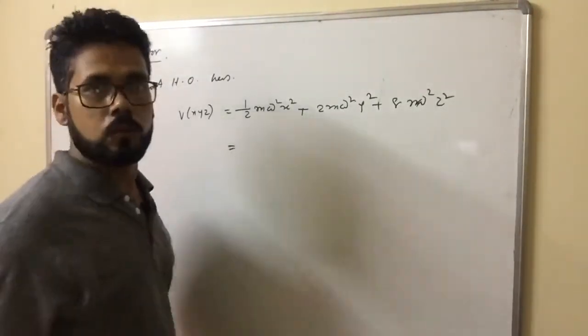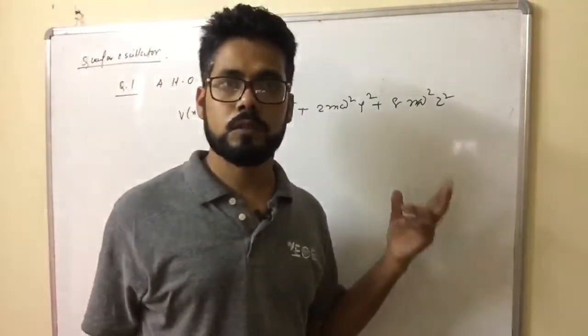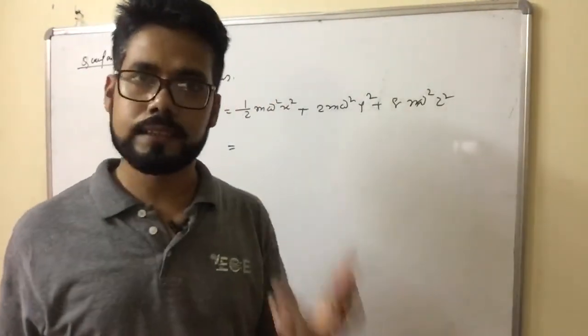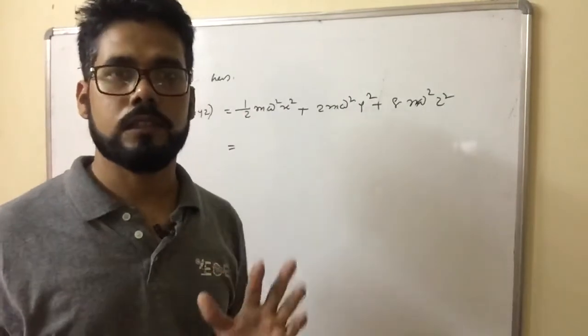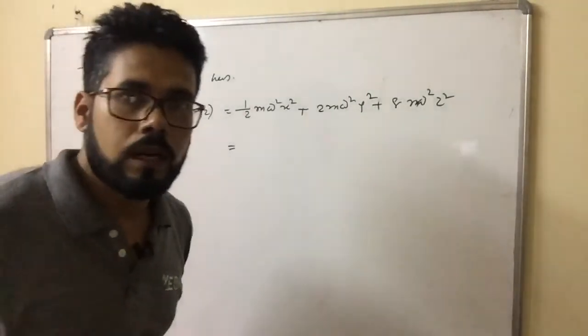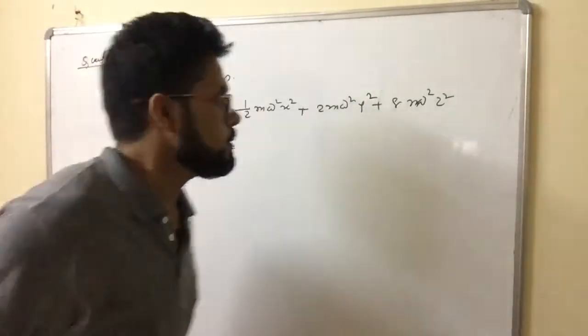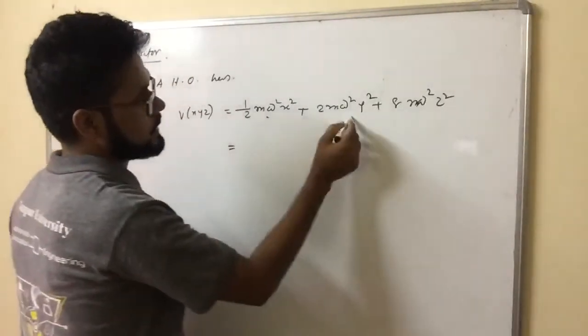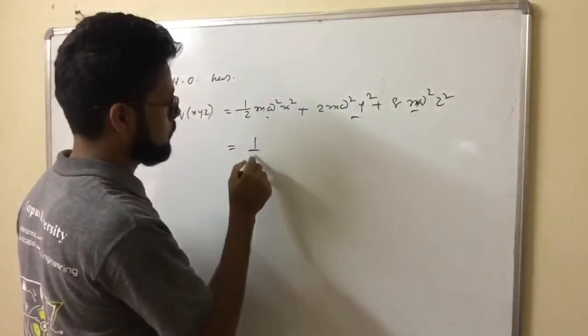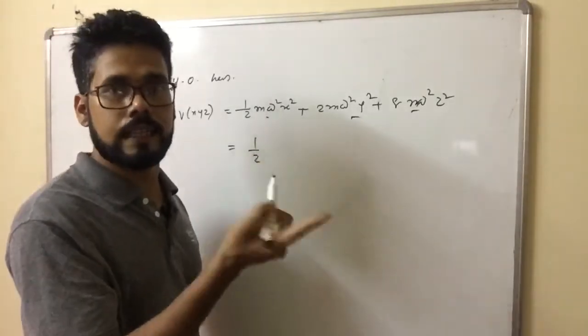It is very easy. The question is: if the potential of a 3-dimensional harmonic oscillator is this one, what is the exact energy of the harmonic oscillator? First of all, what value do I have to find out? Omega, the frequency. So this is omega x, this is omega y, this is omega z. I will try to make this equation in standard form.